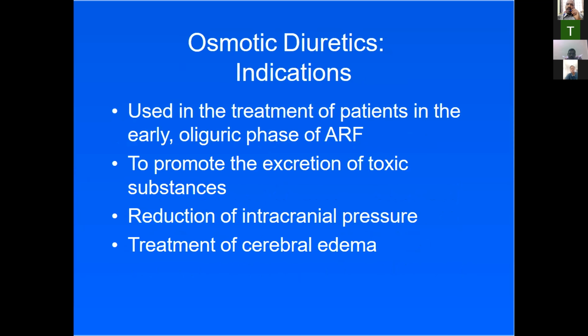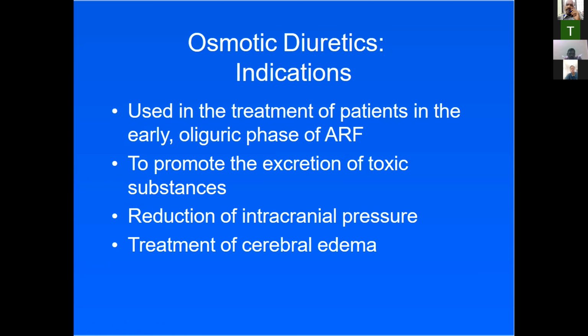And osmotic diuretics indications. This is used in the treatment of patients in the early oliguric phase of acute renal failure, and to promote the excretion of toxic substances. This diuretic is mainly used to remove toxic substances taken accidentally, like a person who has taken mercury poisoning.